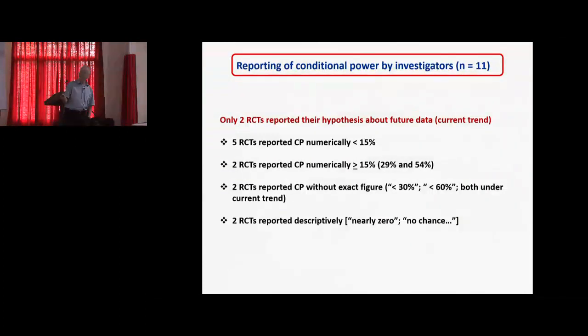Well, let's press on. Five studies gave us conditional power numerically, and it was less than 15%. Two gave us numerically, and it was in a sort of moderate range. And two gave us a conditional power, but without an exact figure. They said it was less than 30% or less than 60%, and both of those were under the current trend. Those are the two that actually did tell us.